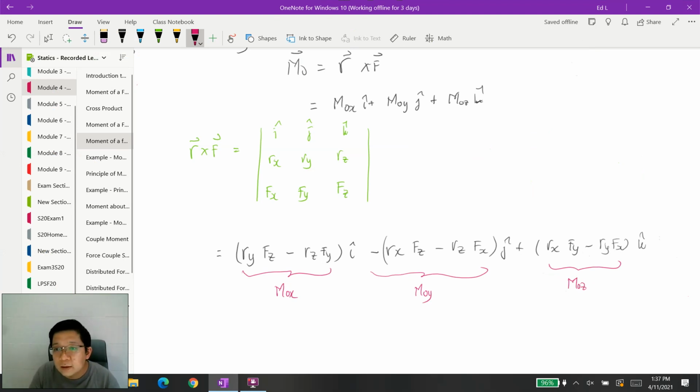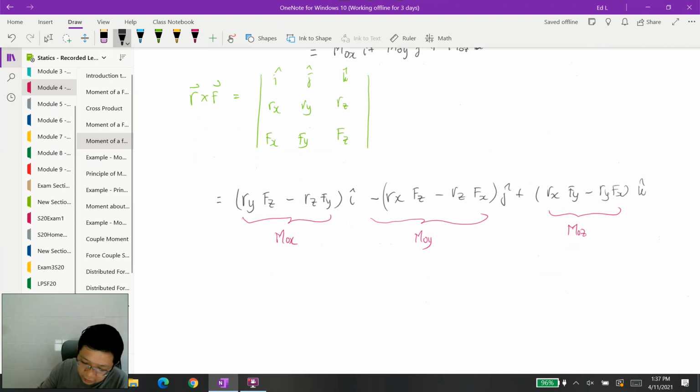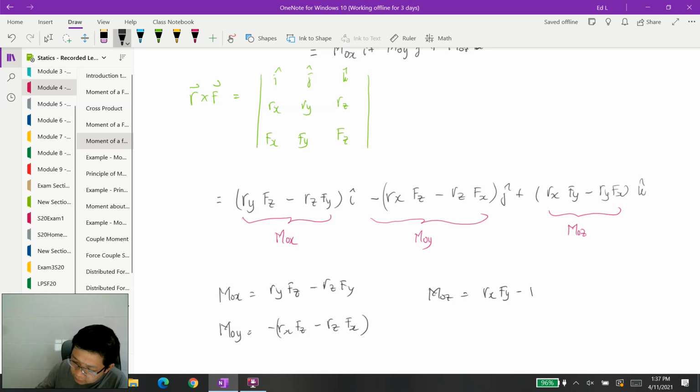Okay. So I can rewrite this just for clarity one more time. That M0x is Ry Fz minus Rz Fy, and then M0y is negative Rx Fz minus Rz Fx, and then M0z is Rx Fy minus Ry Fx right there.